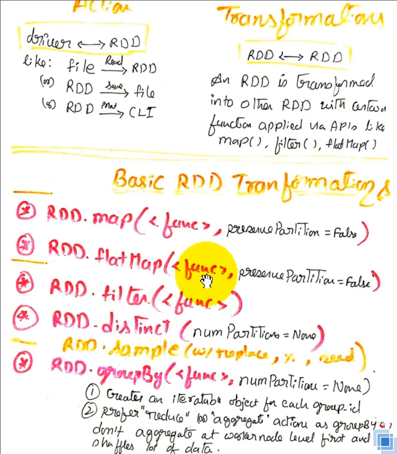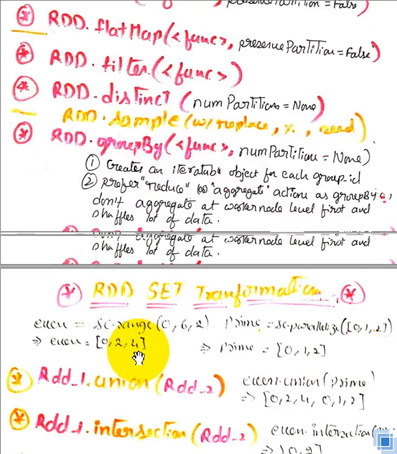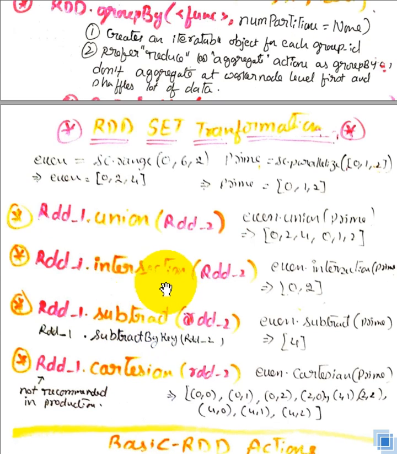And then flat map and filter are basically row level operations, and distinct of course is going to take out the duplicate rows. And this is group by, where it creates iterable objects. We'll also see what it is. And then we also have other operations, the set transformations, union. Of course, when we say set, we're talking about between two different RDDs.